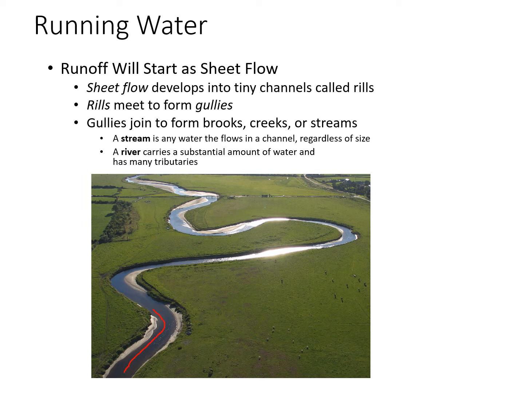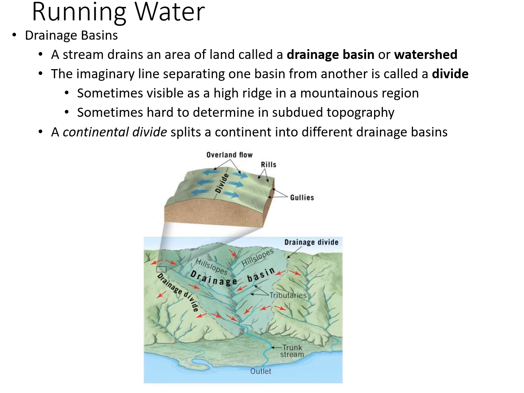Here's an example of a river that is a meandering river, kind of flowing back and forth in these huge winding bends. So a drainage basin is an area of land that contributes water into a channel. You can think of, if you look at the image here, this entire area that's highlighted in light green is a drainage basin for this channel right here.